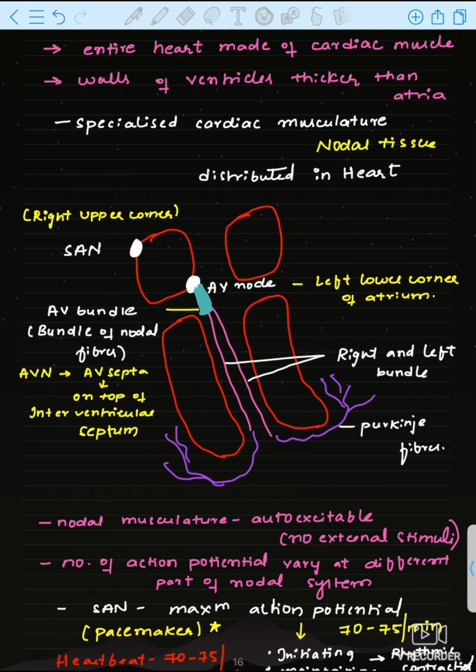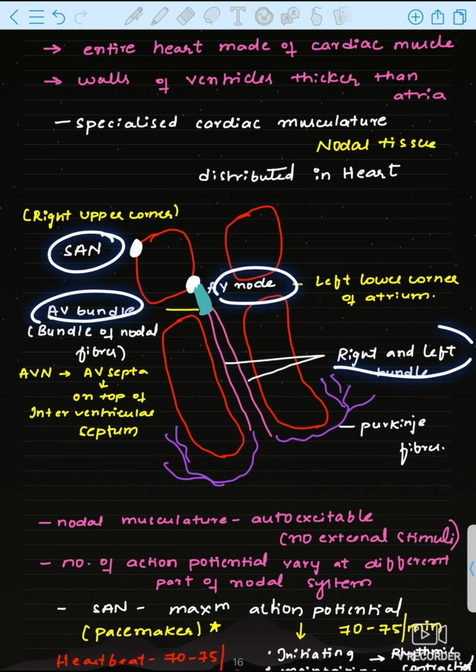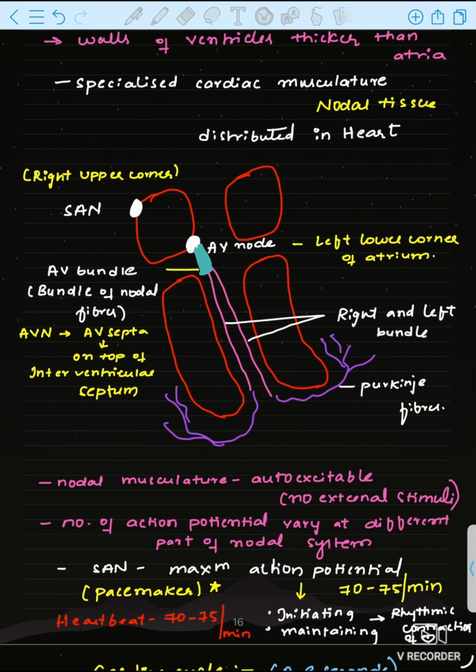What are the specialized cardiac musculature? That is the sinoatrial node, AV bundle, right and left bundle branch, and Purkinje fibers. This nodal musculature is auto-excitable. It can stimulate by itself. It can contract the heart by itself. No external stimuli is required.